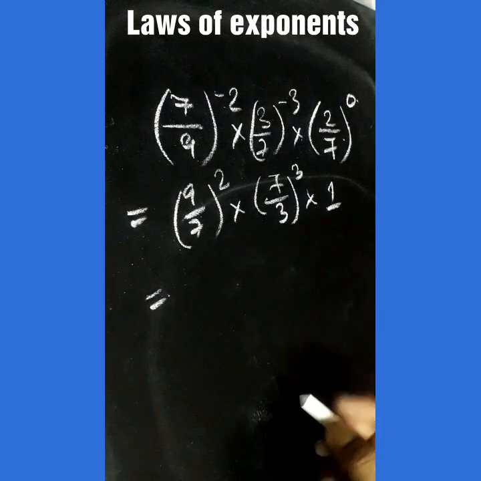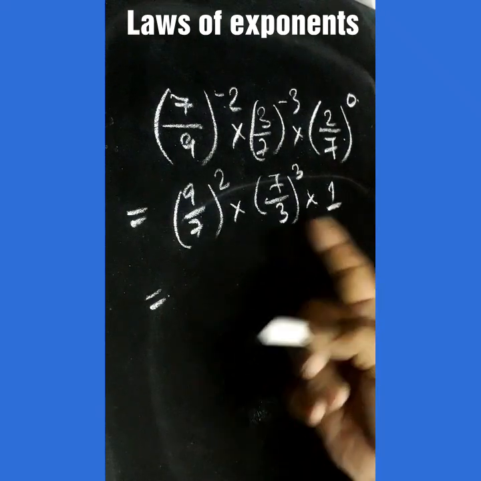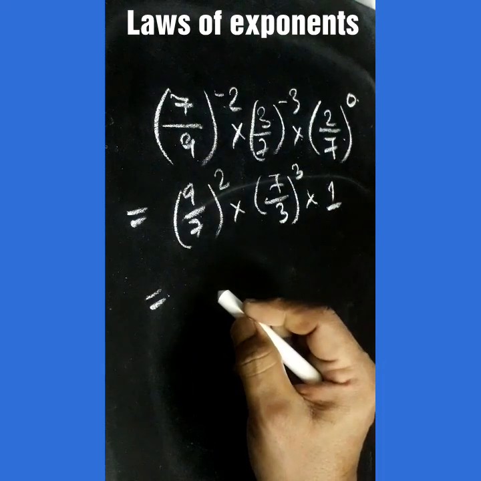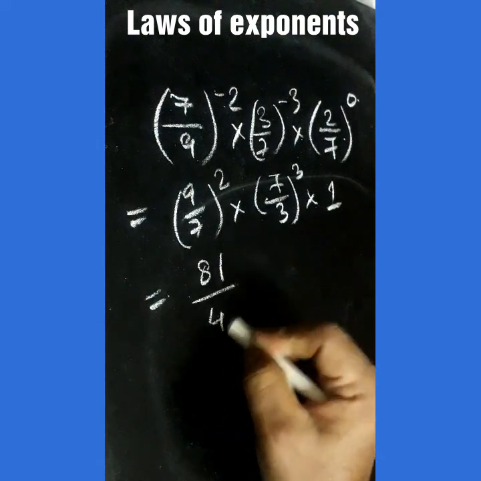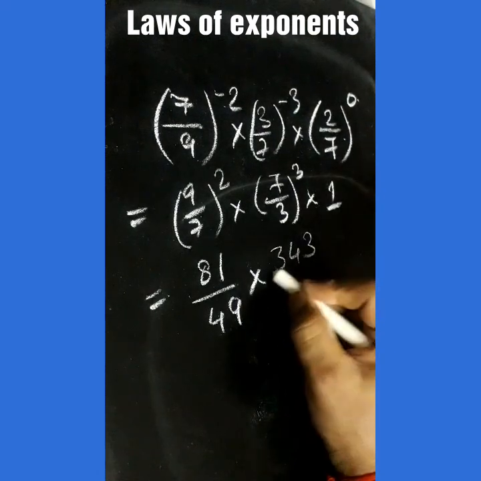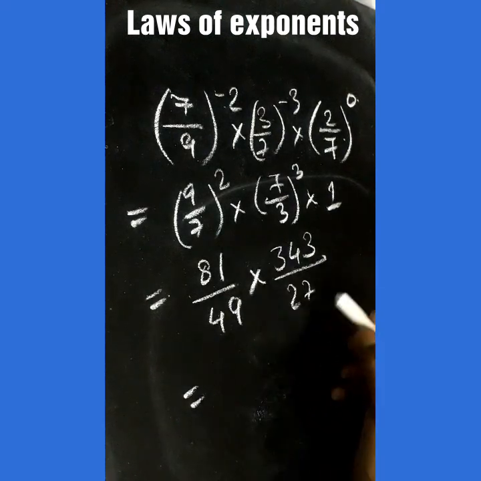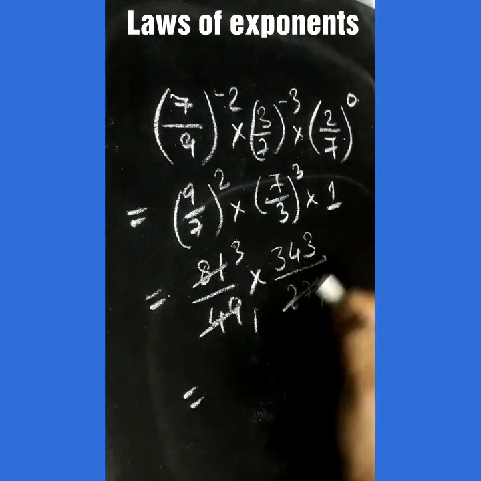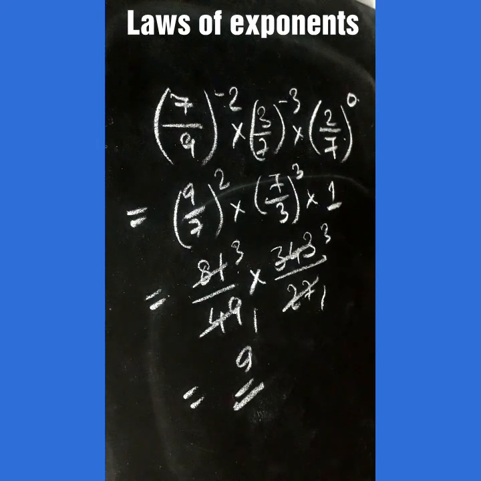Now we have different bases, so we cannot apply that law here. We will find the square of this. It will become 81/49. Here it will become 343, the cube of 7, and this 27, into 1. Now 27 ones are 27, 27 threes are 81. 49 ones are 49, 49 sevens are 343. 3 threes are 9, we have got the answer.